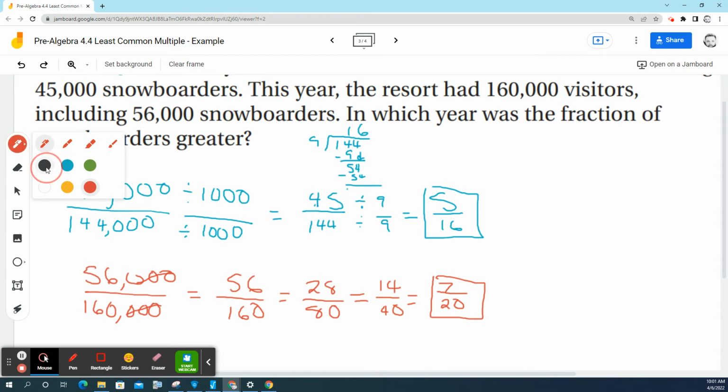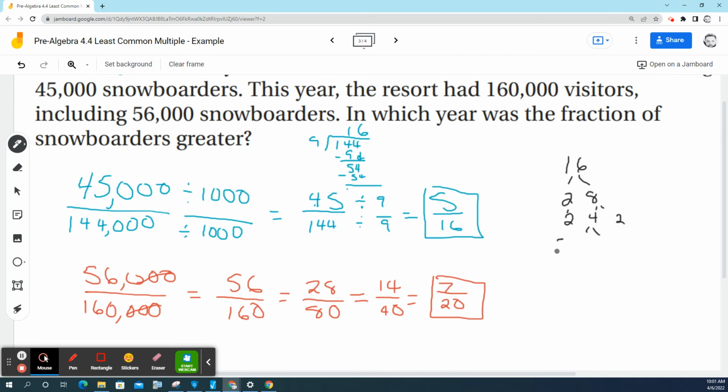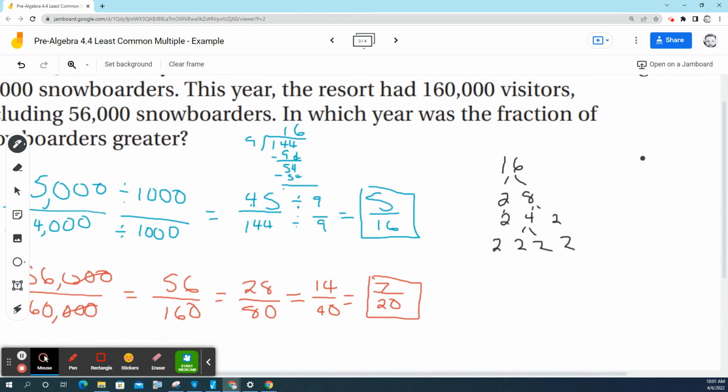So what I need to do is the prime factorization of 16, which is 2 times 8, or 2 times 4 times 2, or 2 times 2 times 2 times 2. Now I've got to do 20. 20 is 4 times 5, so 2 times 2 times 5. So that's the prime factorization.